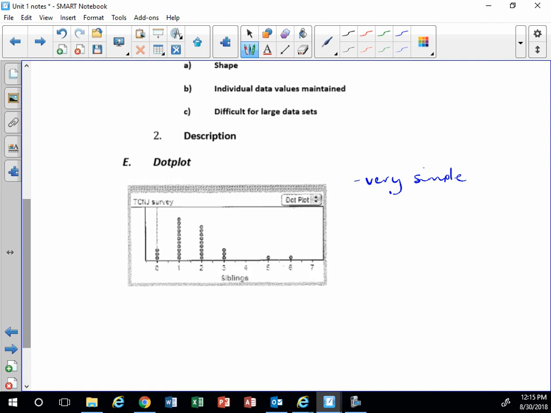Okay, so it's kind of like a simple version of a histogram. You're just putting dots instead of making the actual columns there. Okay, all still quantitative data that we're looking at. All right, questions so far?